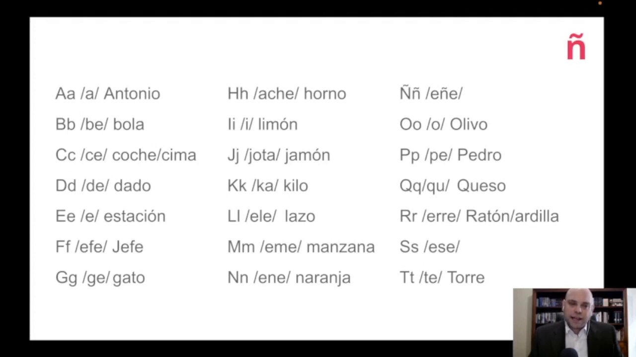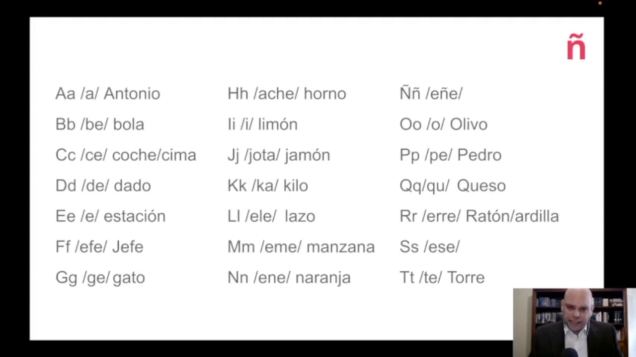Then the next one is D. An example is dado. Next one is E. Letter E, la letra E. For example, in estación. Then we have letter F. We call this letter F. For example, we can find it in the word jefe. Also, we have letter G. Sorry, that's in English. In Spanish, we call it G. An example of it is gato.